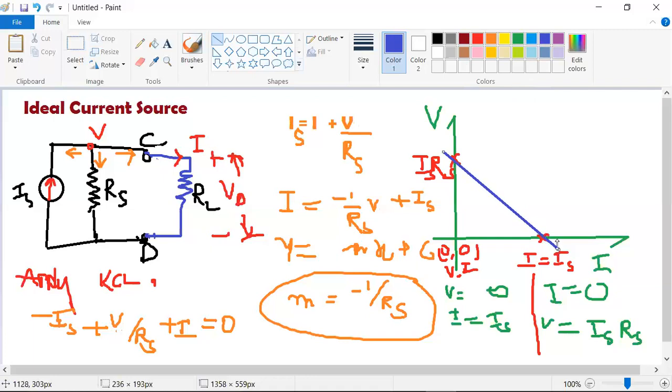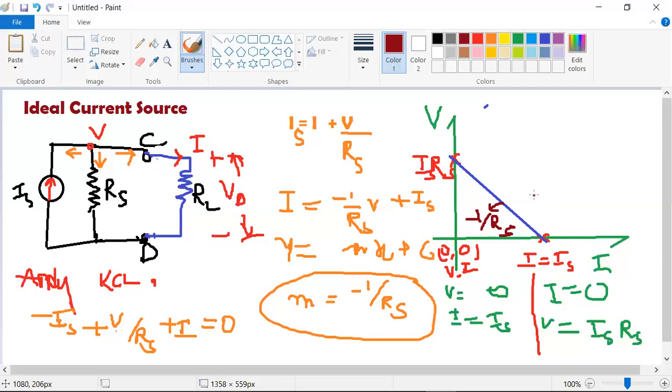This is the slope. What is the slope name? Minus 1 by Rs. This slope is called minus 1 by Rs. As soon as I increase the value of current, my voltage is slowly decreasing. Please observe this point carefully. So from here, this is the practical voltage source.